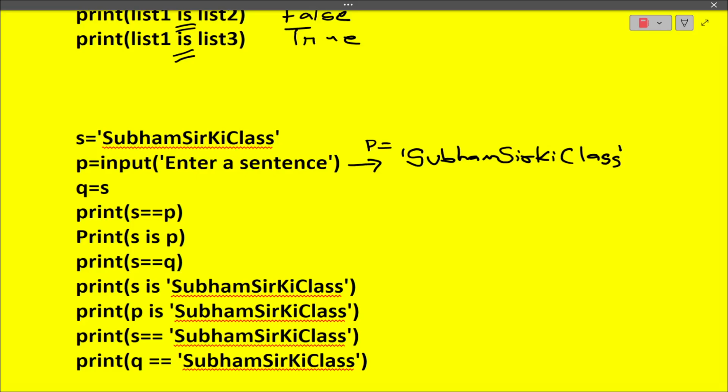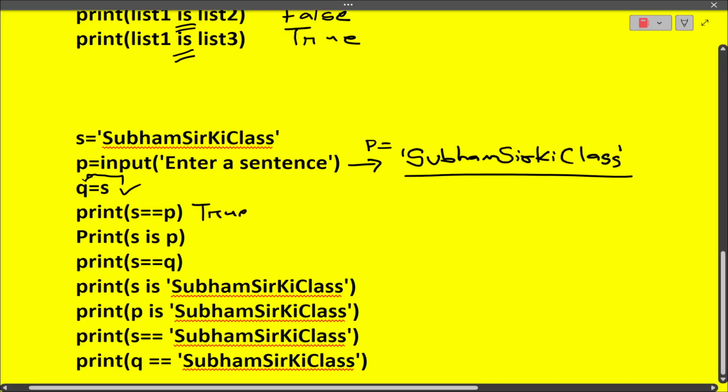Now what I have written, Q is equal to S, means whatever you are storing in S, as in the previous example, it will be shared with Q. Now let's evaluate this statement and find out the output. S double equal to P. What have I told you? It will check whether the values stored in S and P are identical or not. P, whatever I asked the user, has given me exactly the same thing, that is Shubham sir ki class, and P also contains the same thing. So when double equal to is used, it will give me the answer as true, because S is identical to P.